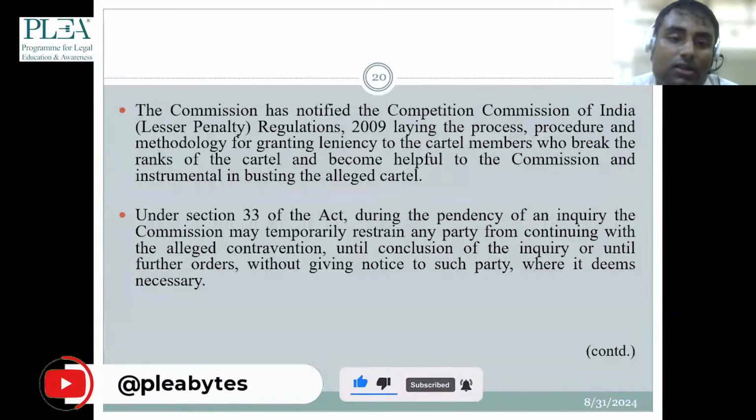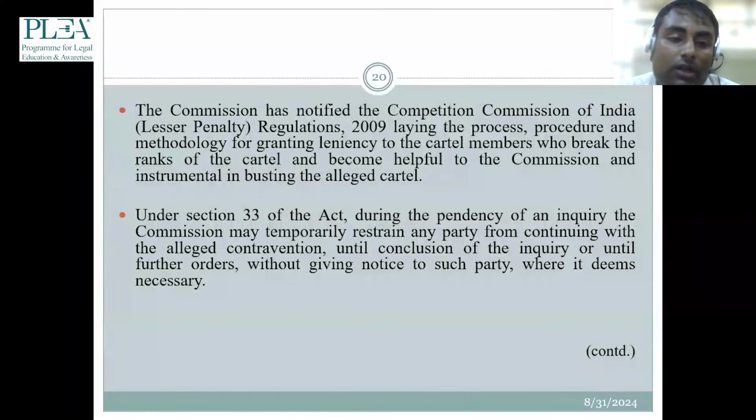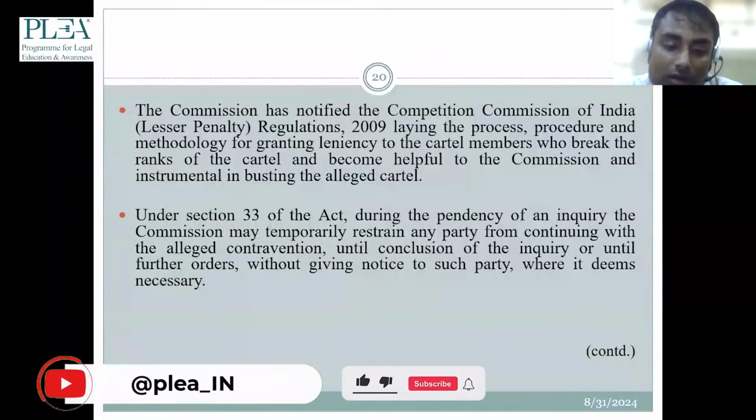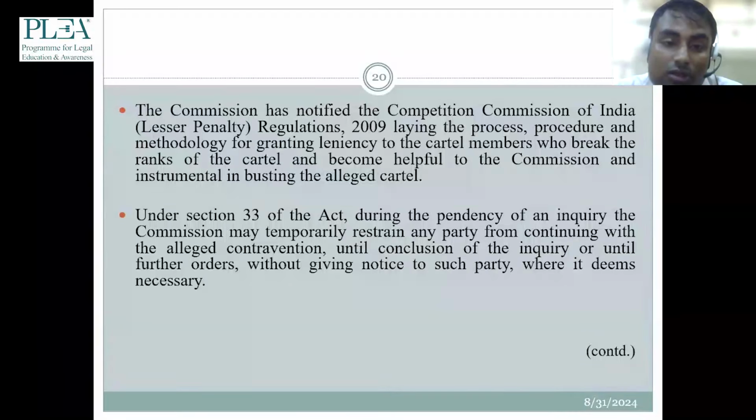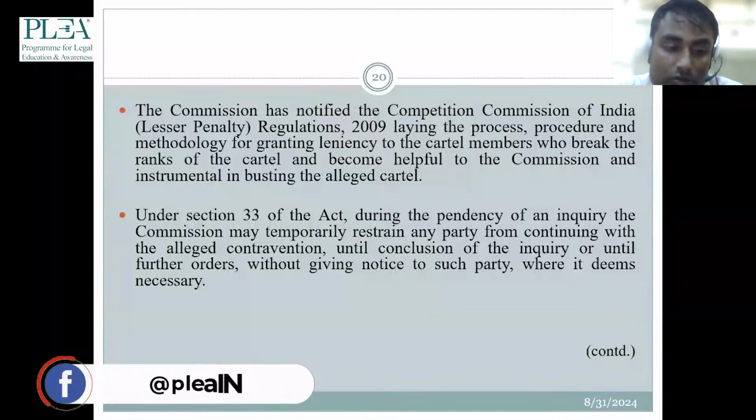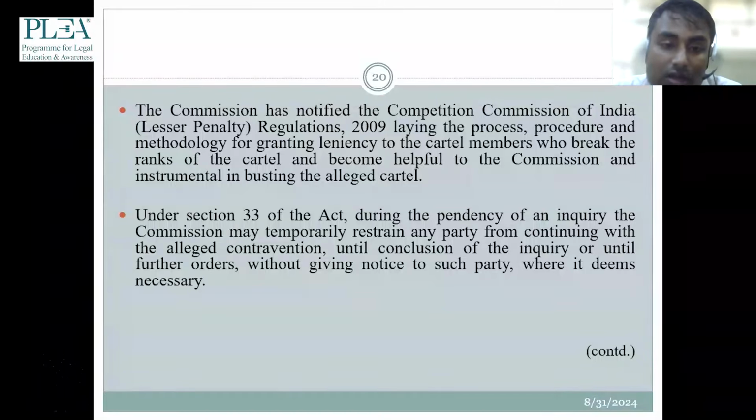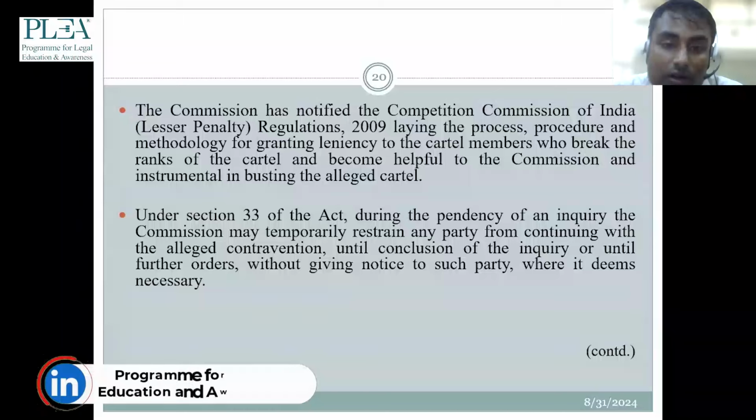Under section 33 of the Act, during the pendency of an inquiry, the Commission may temporarily restrain any party from continuing with the alleged contravention. So you cannot continue with the same business until the conclusion of the inquiry or until further orders. They may say in a court of law: if I have to stop the business while the proceeding is going on, then how will I continue with my bread and butter? My bread and butter is completely dependent on this business.